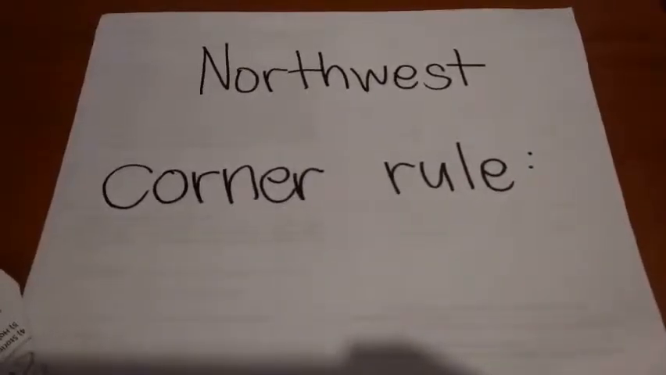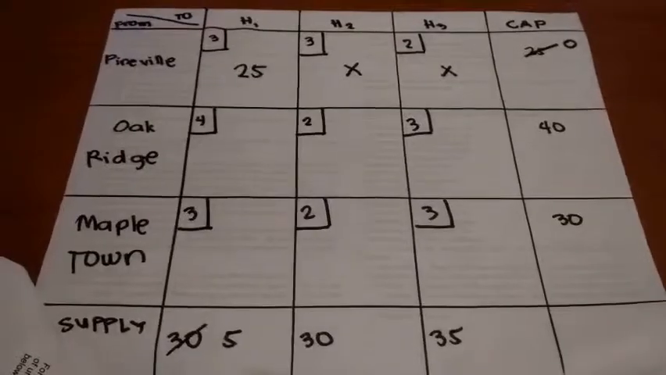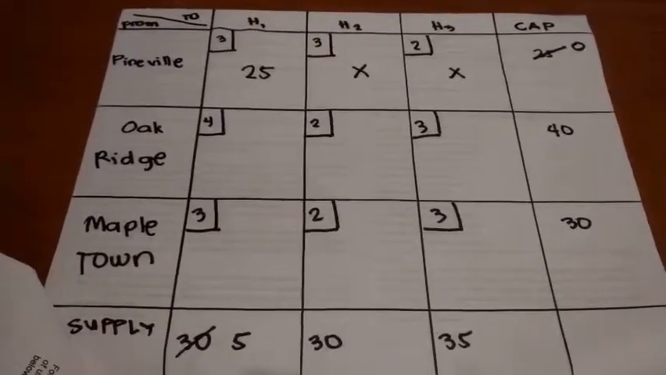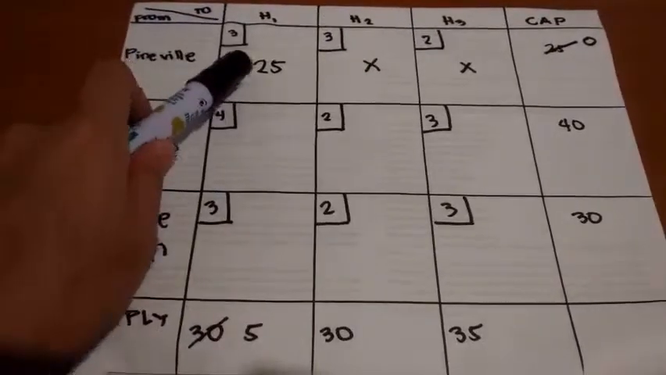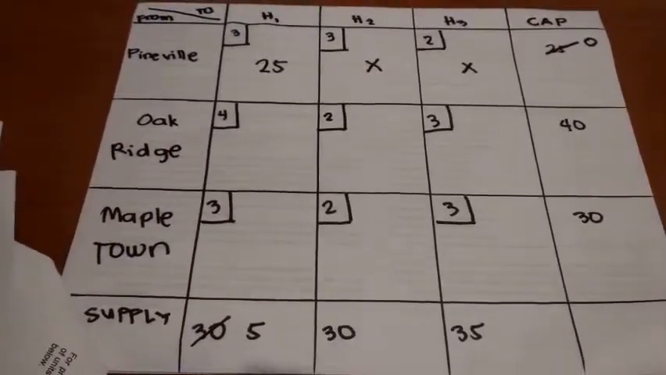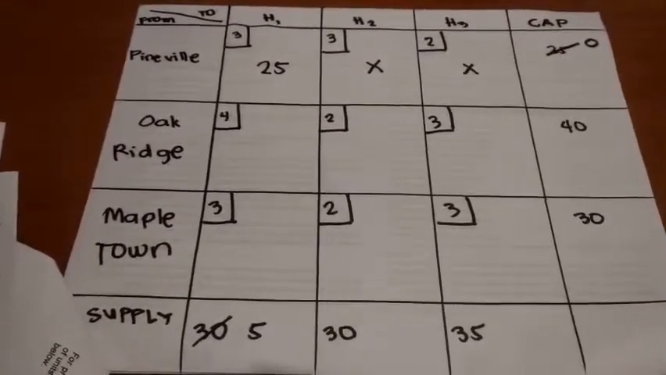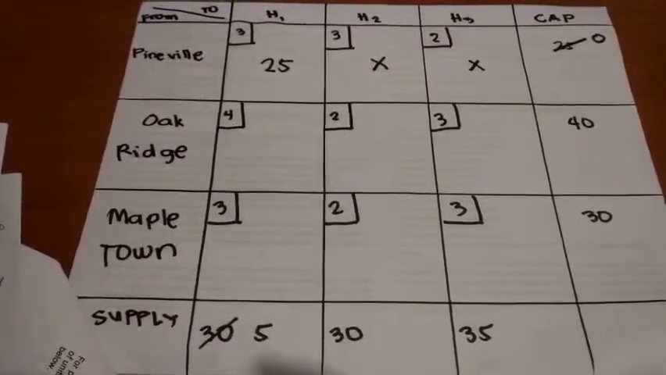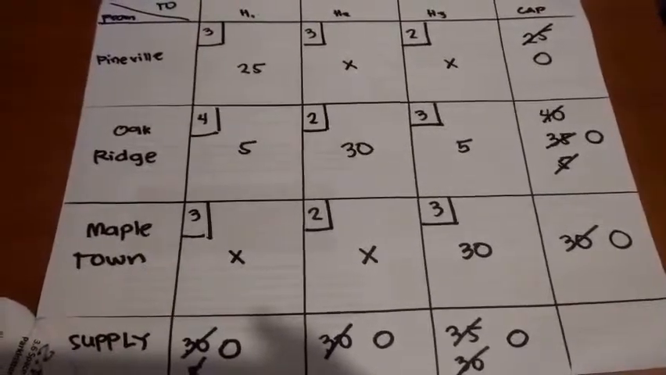First, let's discuss northwest corner rule. Assign largest possible allocation to the cell in the upper left-hand corner of the tableau. Repeat until all allocations have been assigned and an initial tableau is obtained. This is the initial tableau for northwest corner rule.